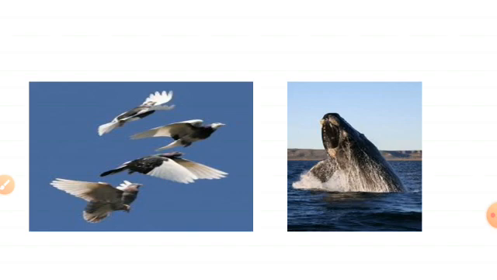Aquatic animals like whales have flippers or modified arms that help them to swim, whereas mammals like bats use wings for locomotion. Their wings are formed of thin layers of skin stretched between the arms and the legs.